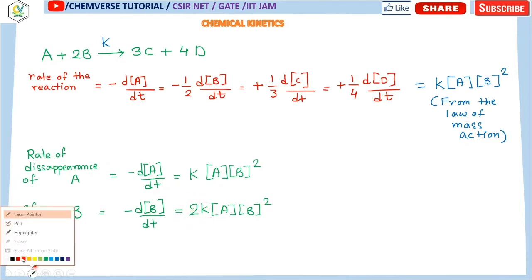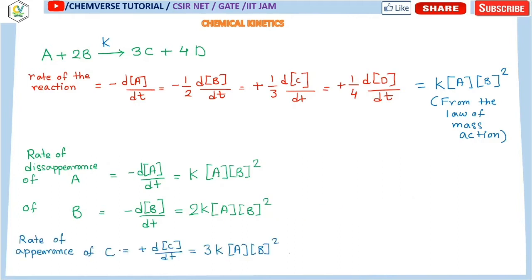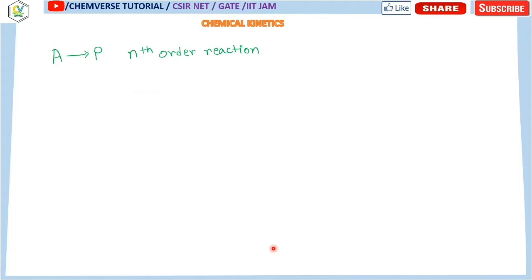So this basically implies that it is nothing but 2 into the rate of the reaction. Okay, it is basically 2 into rate of reaction. If you consider the rate of appearance of C or the rate of formation of C, it will be only dC/dt. There will be no stoichiometric term over here. So that is nothing but dC/dt, and this 1/3 dC/dt was K concentration of A into concentration of B square. So it will be 3 into K into concentration of A, concentration of B square. Okay, so this is all about our basics.